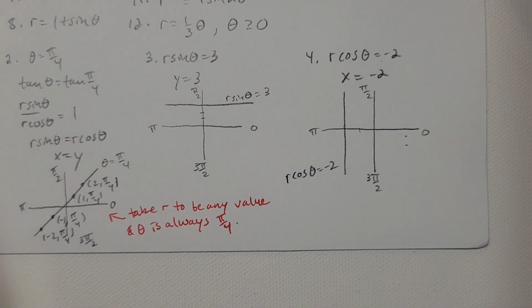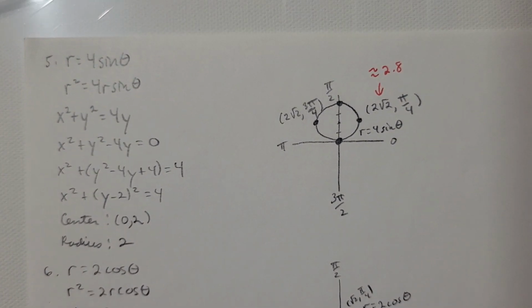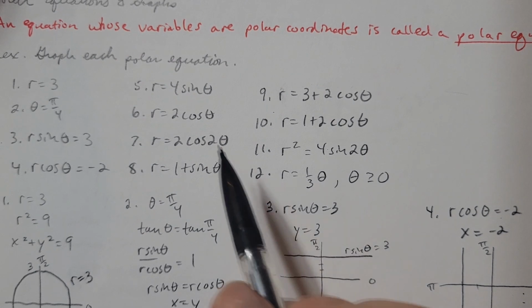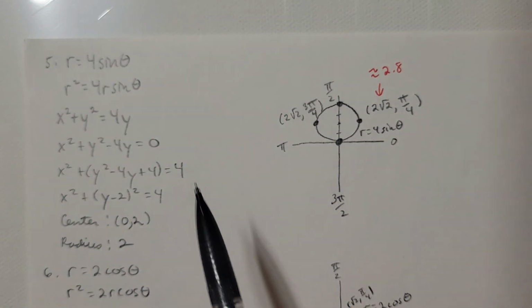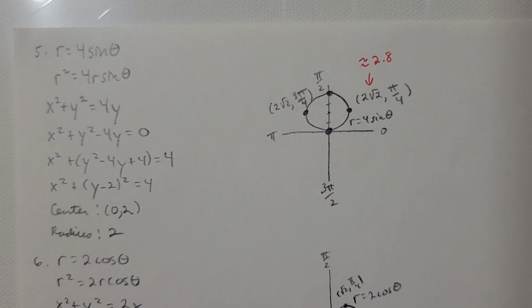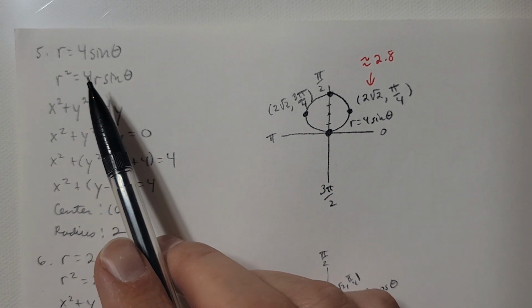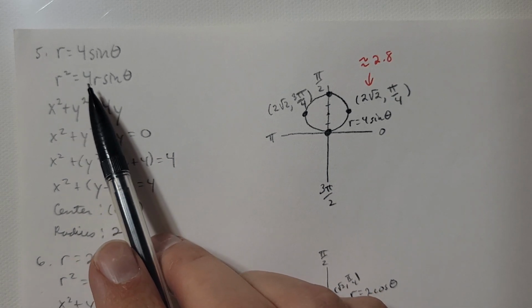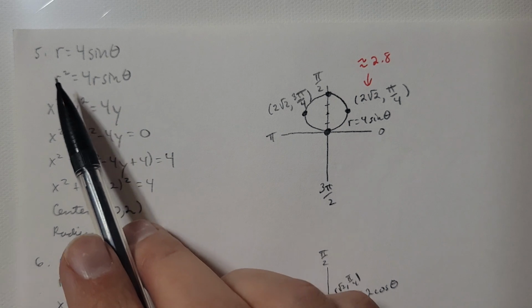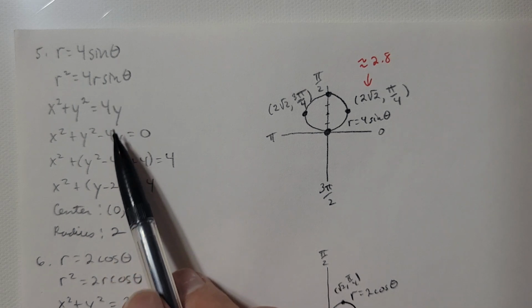So problem 5 is the next one. In problem 5, I'm graphing the curve r equals 4 sine theta. The idea is, what do these curves look like in rectangular form? It's going to be a line or a circle or something like that. If I multiply both sides of this equation by r, I get r squared equals 4r sine theta. R squared is x squared plus y squared, and r sine theta is y, so that's equal to 4y.